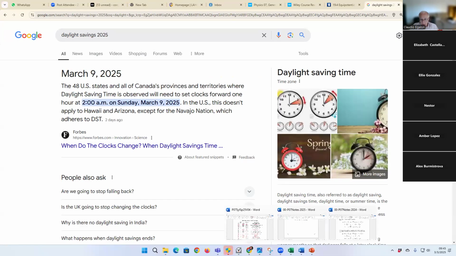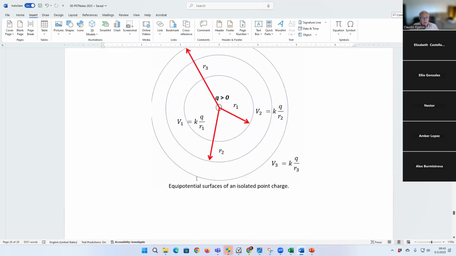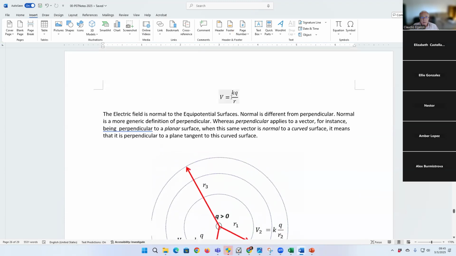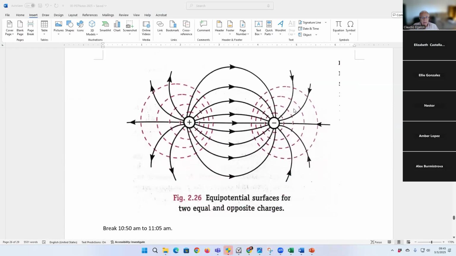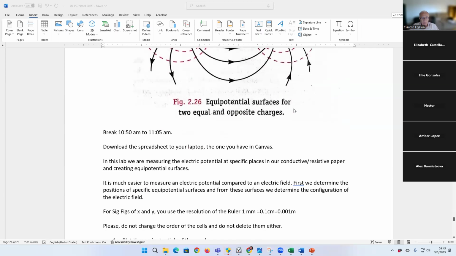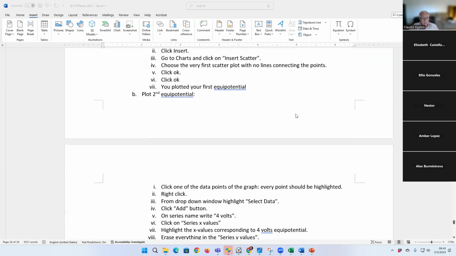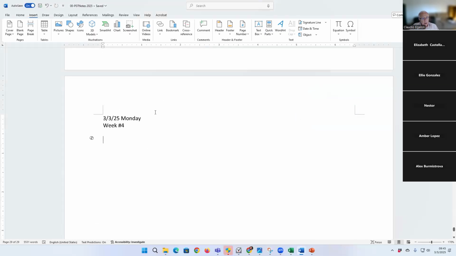And what do you need to know? Let's see where I stopped here. Okay, I provided you with the electric potential of a point charge, and I told you about the equipotential surfaces. Why do I introduce you to equipotential surfaces? There's a reason why we introduce you to them, and that's something that you're going to continue doing in the lab that we are covering.